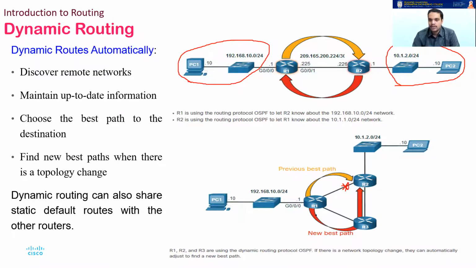Now, if there is a change in the topology, with dynamic routing, the routing table will be automatically updated. There is no need for an administrator to come and manually change them, because it's dynamic. It keeps on changing according to the changes of your topology. They can automatically adjust to find the new best path. So dynamic routing can also have the static routes. Both of them can be used together to have better efficiency.